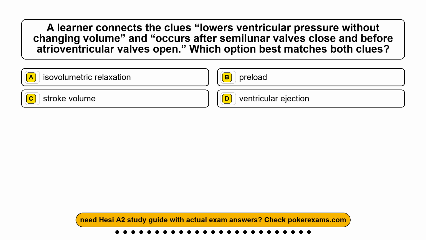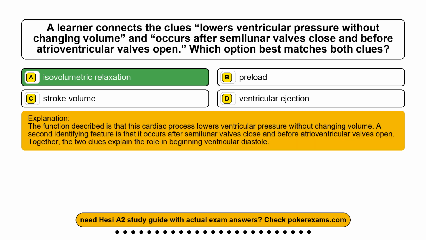Question 14. A learner connects the clues: lowers ventricular pressure without changing volume and occurs after semilunar valves close and before atrioventricular valves open. Which option best matches both clues? Option A, isovolumetric relaxation. Option B, preload. Option C, stroke volume. Option D, ventricular ejection. The correct answer is option A, isovolumetric relaxation.